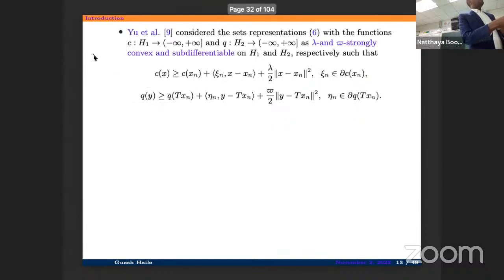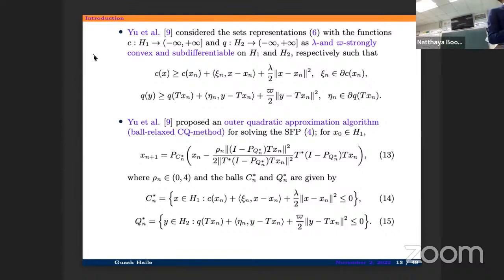So through time, a lot of methods were introduced by different researchers. For example, we can see a different method which was introduced by Yu et al. in 2018 by using the projections onto another set, so-called closed balls, instead of the involved sets C and Q. So they considered the sets given in 6, that's the level sets, with the functions c and q as lambda and omega strongly convex and subdifferentiable on H1 and H2 respectively, such that these two conditions are satisfied.